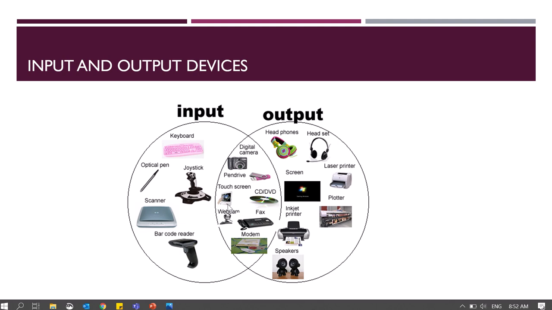Why is a touch screen both an input and output device? Because a touch screen allows you to give input using the touch pad and it allows you to see output using the screen. The webcam allows you to take your picture as an input device and then you see it on the screen as an output device. A digital camera allows you to take a photo as an input device and you can view it on the camera as an output device.